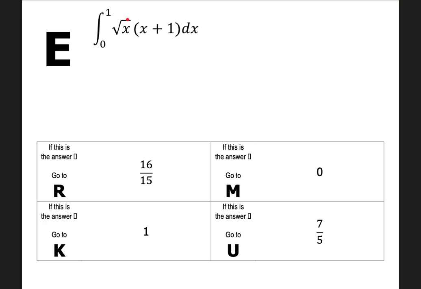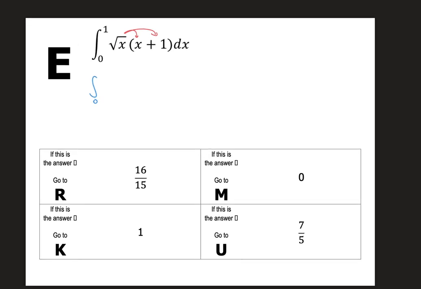So this will be one where we'll distribute this, and then, yeah. All right, so this is an x to the 1/2 times the x to the 1, which is x to the 3/2, just add the exponents, and then plus x to the 1/2 times 1, x to the 1/2.